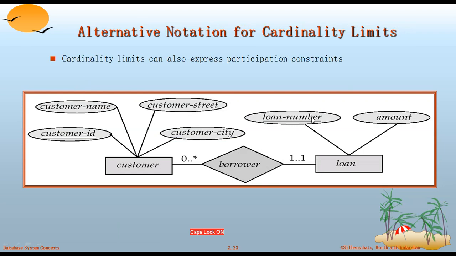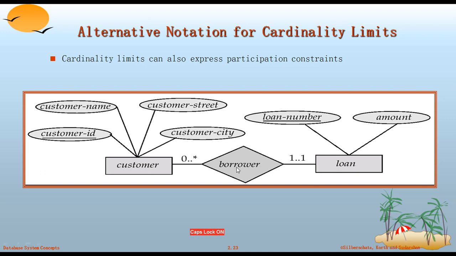Next, alternate notation for cardinality. We have seen the directed line and undirected line to represent total or partial participation, or one-to-one, one-to-many, many-to-one, many-to-many. Here we have an alternate notation, where cardinality limits can also express participation constraints.